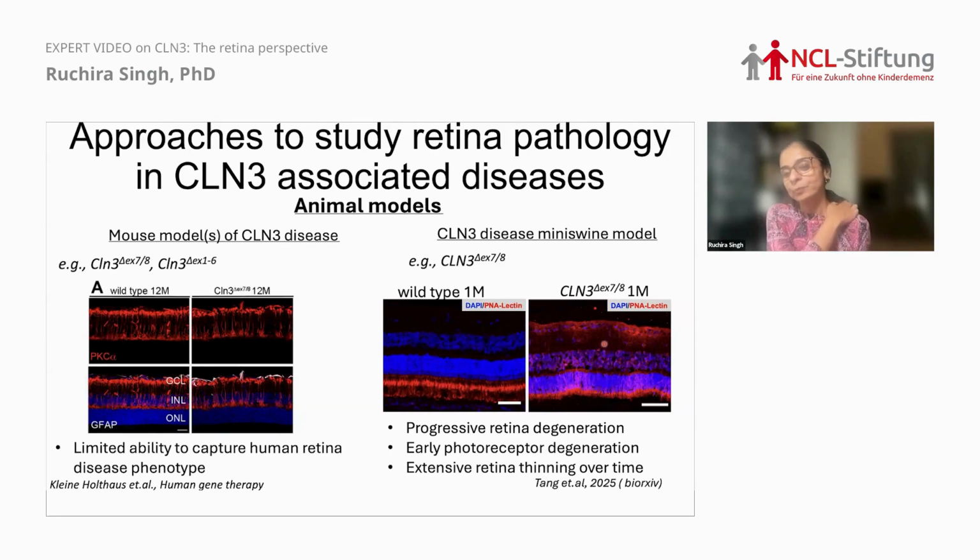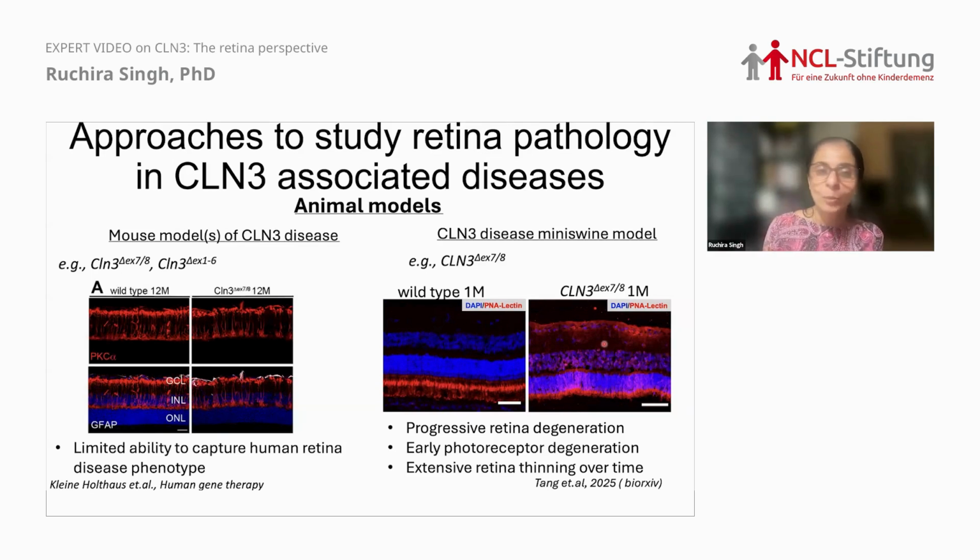So there is a very good recapitulation or replication of the retina disease pathology early on in the CLN3 pig model, and it's very localized to the area centralis, which is the equivalent of the human macula. So it makes it a very good preclinical model for being able to do therapeutic testing.